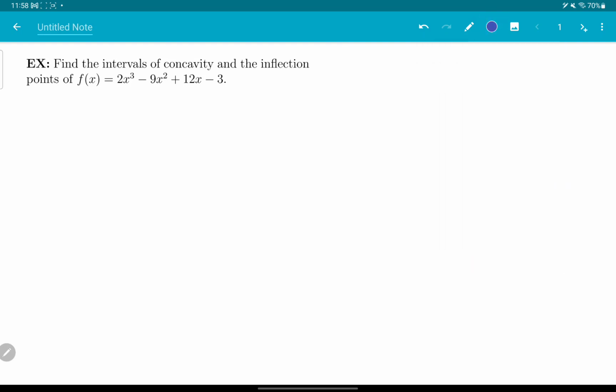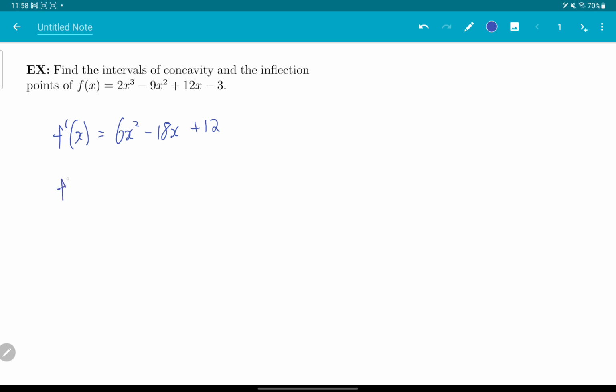So we'll go back to this example here. Now I'm going to look at the second derivative and see what's happening. f prime of x is 6x squared minus 18x plus 12. f double prime of x is 12x minus 18. We're trying to figure out the sign of f double prime, so we set it equal to 0. Then I get 12x is 18, x is 3 over 2.